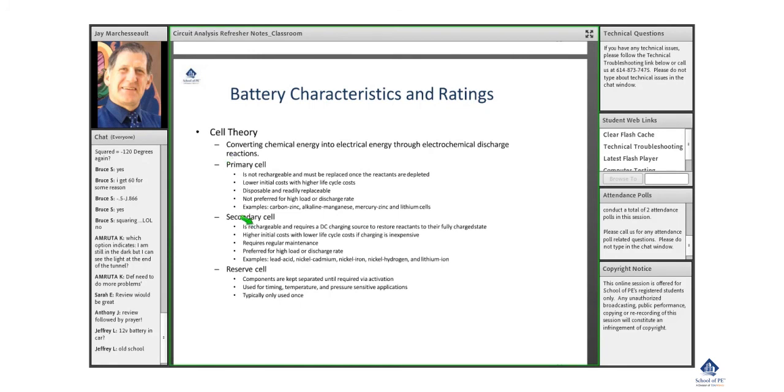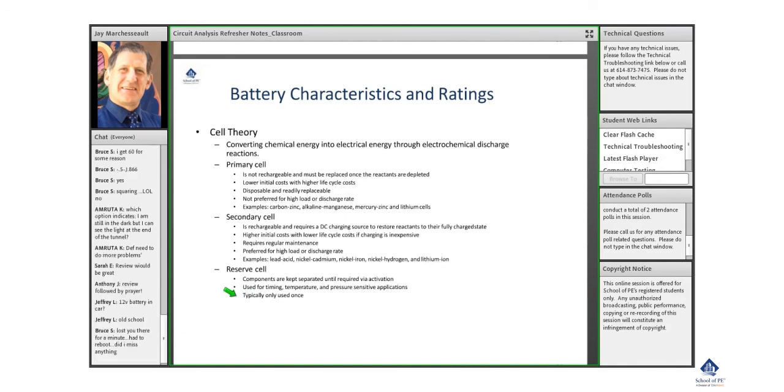Okay, a little bit more on the old primary cell versus the secondary cell type. And then there is a reserve cell where components are kept separate until required via activation. They're used for timing, temperature, and pressure sensitive applications and not typically reused.